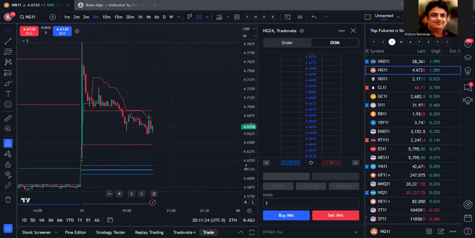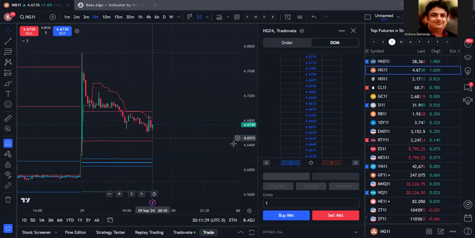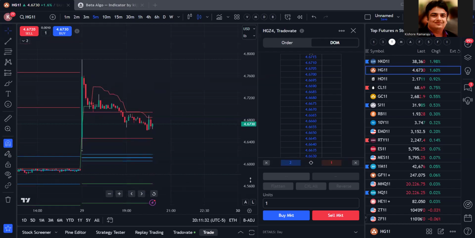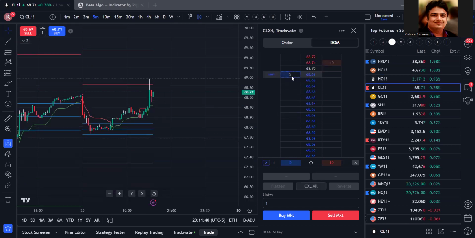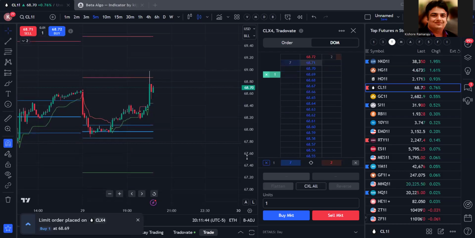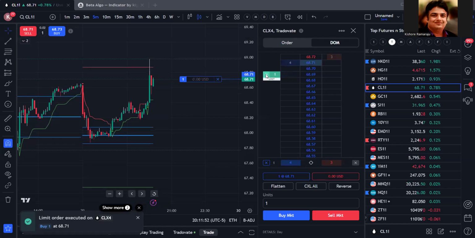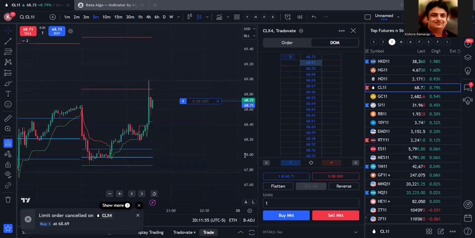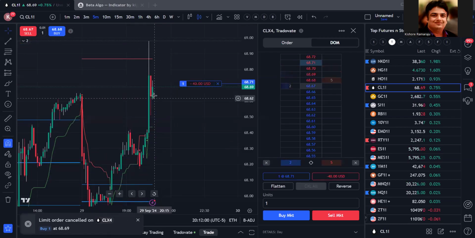Copper is definitely looking good to enable the algos. Crude oil also is looking good. We can take a long on crude oil. At 8 o'clock we had a big up move. There was a huge candle and then there was a pullback and again it is trying to go up.